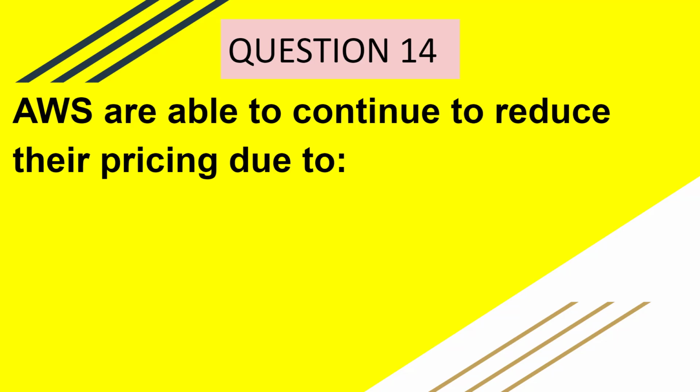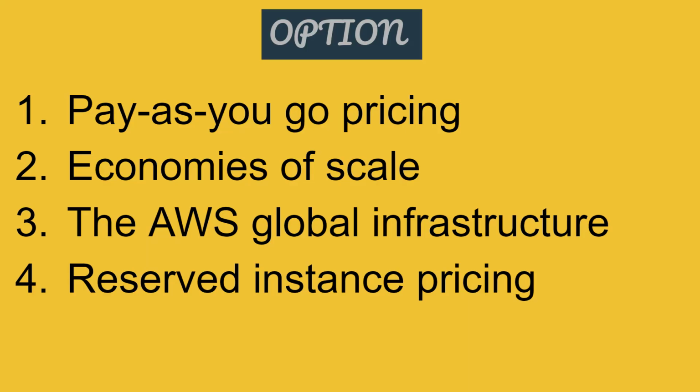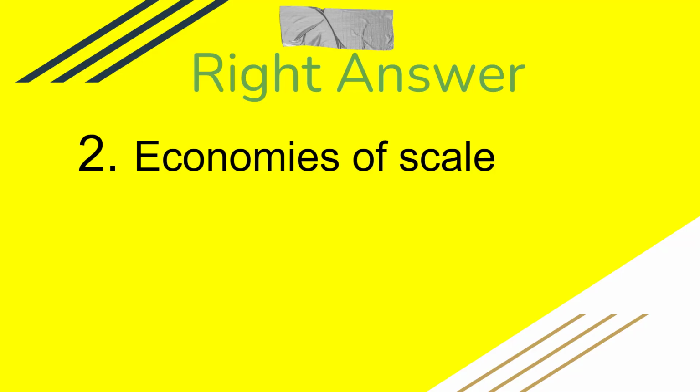Question 14. AWS are able to continue to reduce their pricing due to Option 1. Pay-as-you-go pricing. 2. Economies of scale. 3. The AWS global infrastructure. 4. Reserved instance pricing. Right answer is 2.